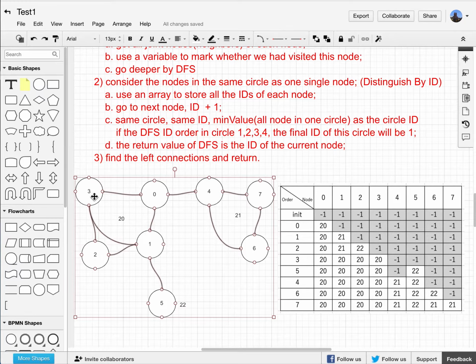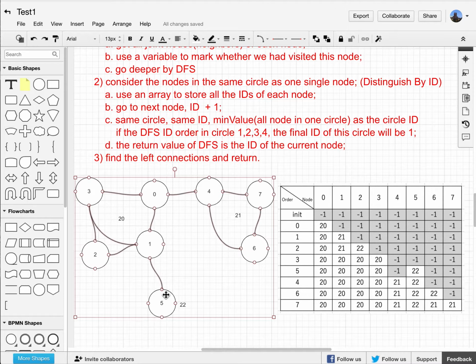And the 3 node says, okay, you give me 23, but since I got a 20 from 0, I think I am 20. And then the 2 node says, okay, so you're 20 and I think I should be 20. And then the 1 node will say, okay, you're 20 and I think I'm 20. So far, the ID of all the nodes of this circle will be 20, so we can consider this one single node.